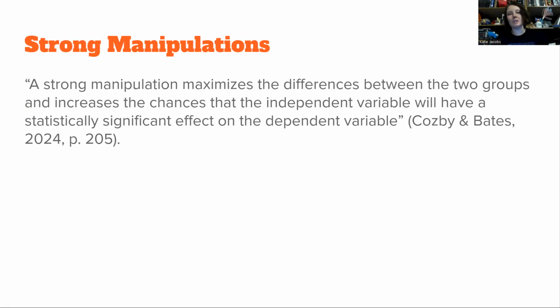So a strong manipulation maximizes the differences between two groups and increases the chance that the independent variable will have a statistically significant effect on the dependent variable. So they said, especially within initial research, like the book was saying, you want the groups to be really different, or have a really big difference between them, so that we have a better chance at seeing if there are statistically significant results.